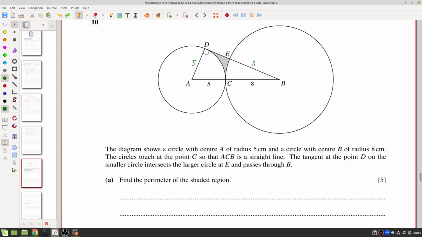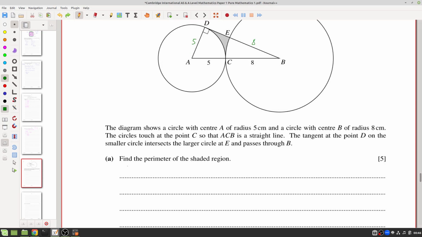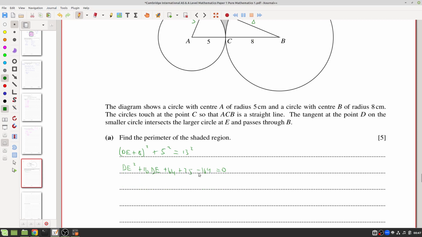So let's first, to me the easiest, or the quickest, looks like to find this distance. So we can see it's a right angled triangle. So we can use Pythagoras to find the distance DE by first finding DB, right? If we want to make it nice and formal and do everything in one step, we can say DE plus 8 squared, plus the other side squared, DA squared, which is 5, equals AB squared, which is 13 squared. So this gives us DE squared plus 16DE plus 64 plus 25 minus 169 equals 0. So this is actually a longer way to do it by writing everything in one go. But that's fine. Let me just do the shorter way.